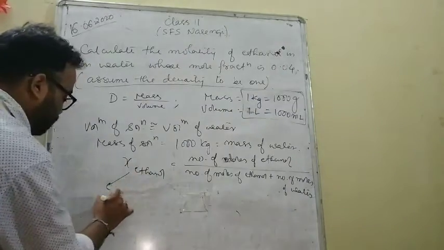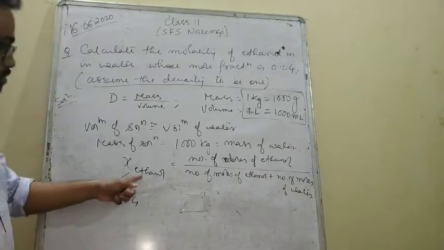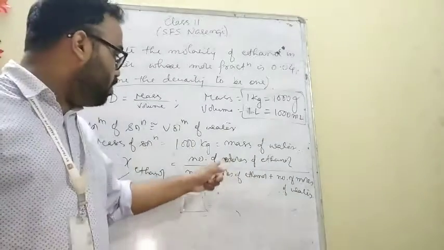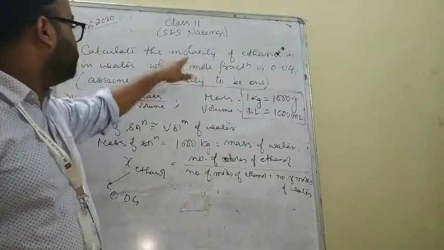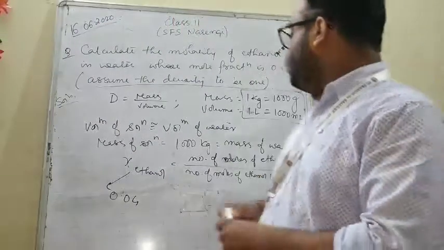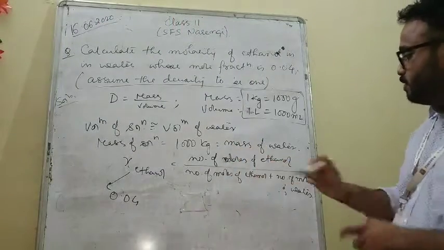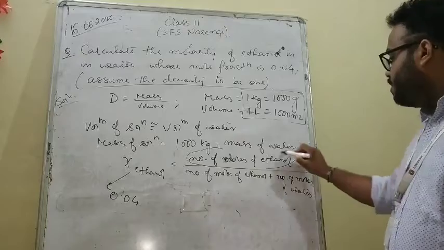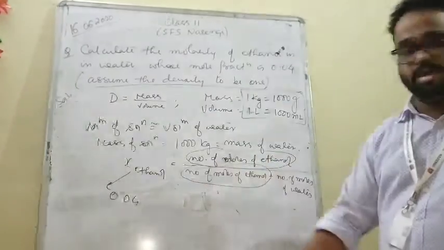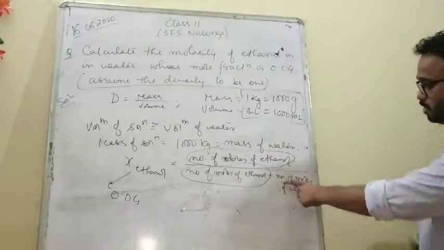Put that 0.04 here. The number of moles of ethanol you have to find out, because molarity you have to find out, and for molarity the number of moles of ethanol is required. So let this be x. If this is x, then this is also x, plus number of moles of water.